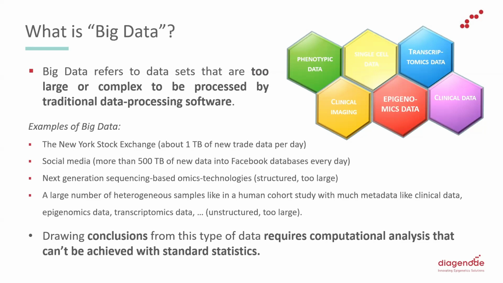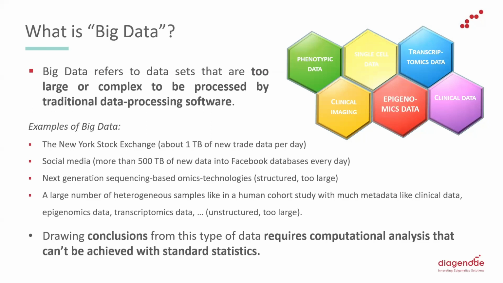And in the biological field, all next generation sequencing technologies also generate very big data sets that we consider as big data. They are in a way structured, but they're just too large. On the other hand, we can have data that are too large as well, but also unstructured. What I mean by this is that it's coming from heterogeneous samples, like for example, a human cohort study, where you have metadata on top of your epigenomic or genomic data. These metadata can be clinical data, epigenomic or genomic data, transcriptomic data, lifestyle data, any kind of other data.